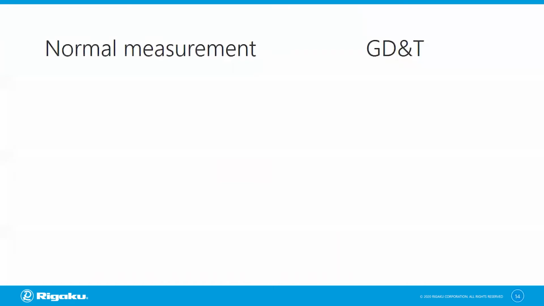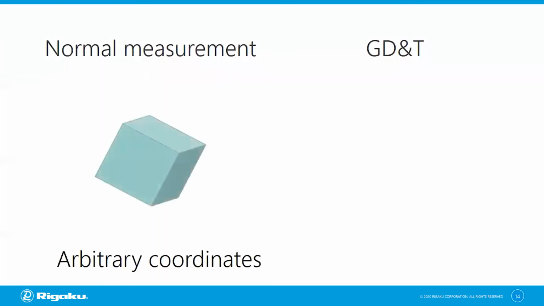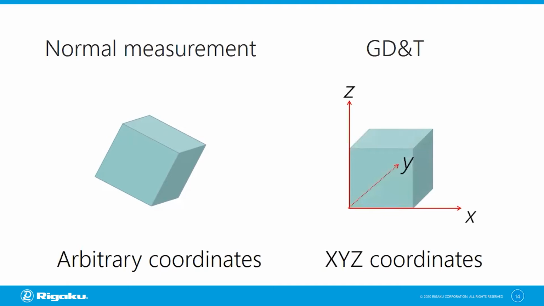So let's say that we have this cube and we want to know how big this cube is. For a normal measurement, you can just take a ruler or a caliper and just measure how big this cube is. And you would do this in an arbitrary coordinate system. But for GD&T analysis, you would place this cube in the XYZ coordinate system. And this is one of the major differences between the two.